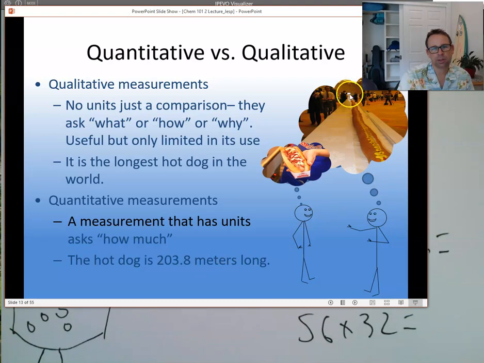I don't know if there's... Yeah, it is a real hot dog. I think they cut it up into little pieces and fed it to all these people.